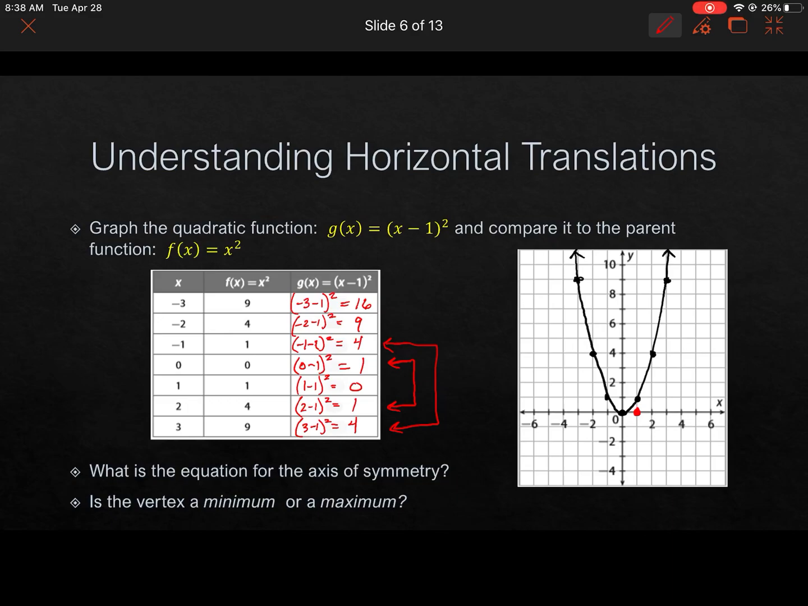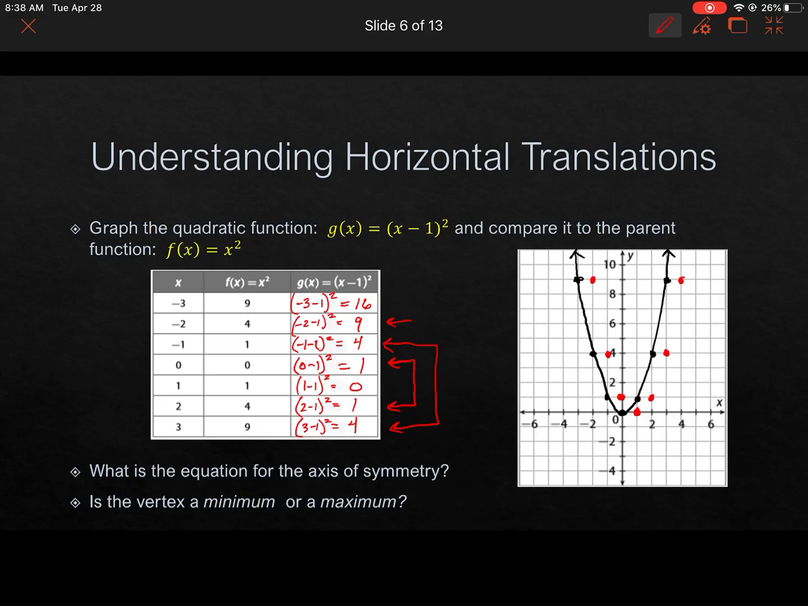So my second point would be 2, 1, 3, 4, and then I don't have the mirror point, but I know because this is a 9, you should be able to determine, okay, if it's 4, it's also going to be 9. So 4, 9, and then the other direction. So 0, 1, -1, 4, and -2, 9.